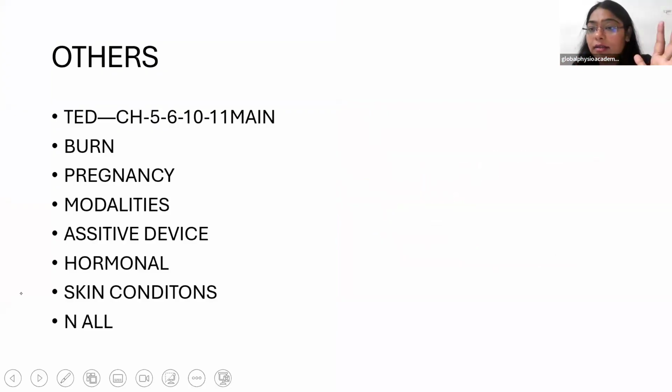And finally, others have a lot of topics, approximately 30 topics I didn't mention here. But major topics I just put: burns, pregnancy, modality, assisted device, hormonal, thyroid, parathyroid, adrenal, corticosteroids. So like the hormonal changes from the physiotherapy point of view, clinical application, diabetes, obesity, metabolic syndrome, skin conditions, psoriasis, scleroderma, systemic lupus erythematosus. So these are the skin conditions and all.